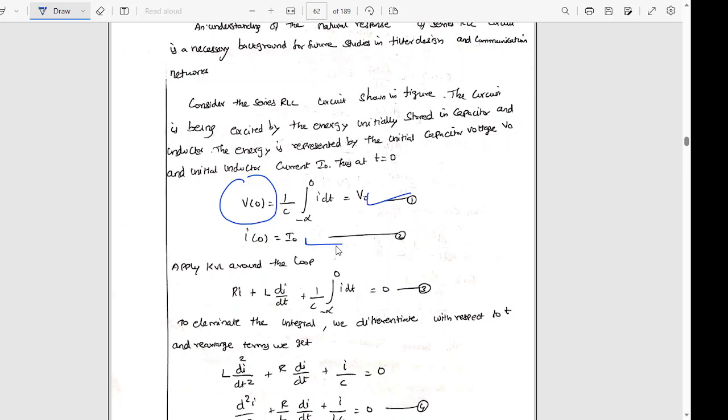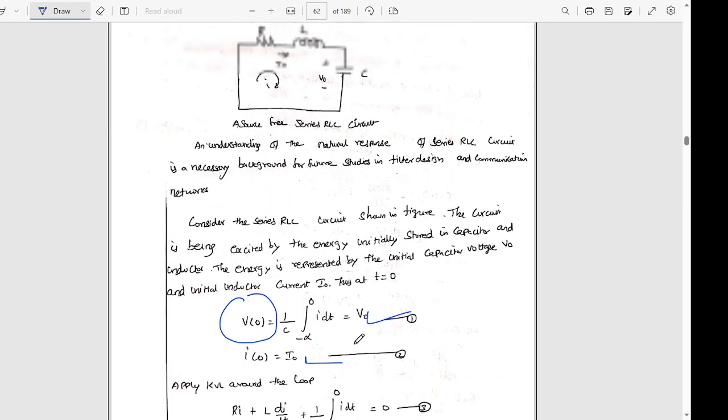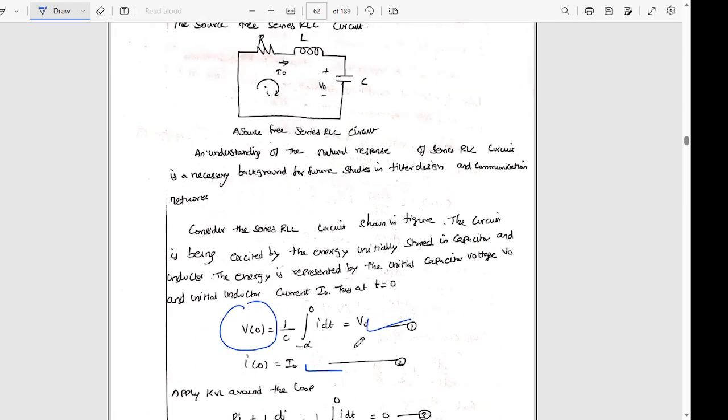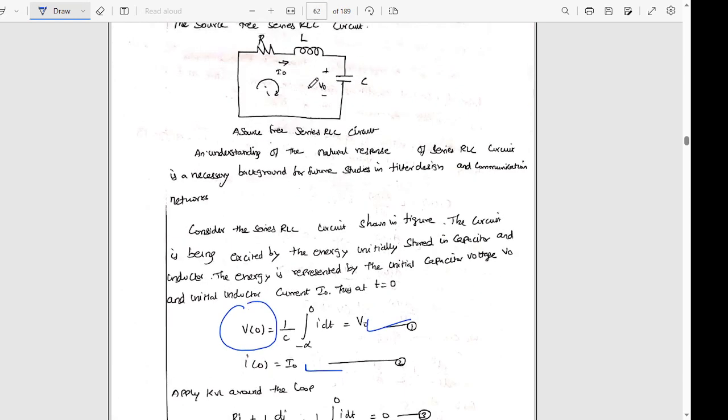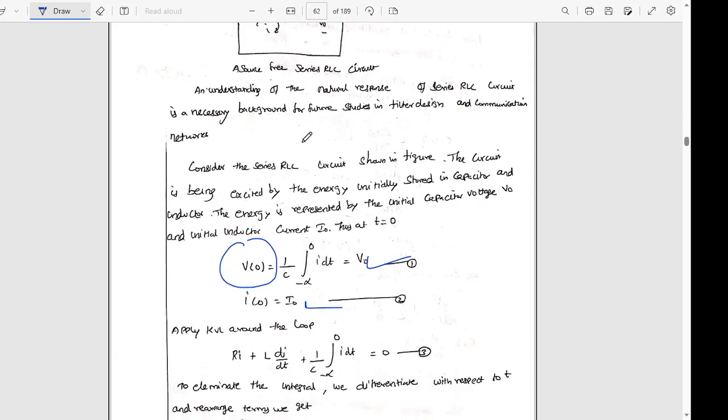Initially, we'll apply KVL around the loop. While applying KVL, what will I get? Let us consider the current is I. The KVL involves only voltage. The voltage across the resistor will be R I, or V equal to I R; both are the same. So R times I plus the voltage across the inductor, which is represented as L di by dt.